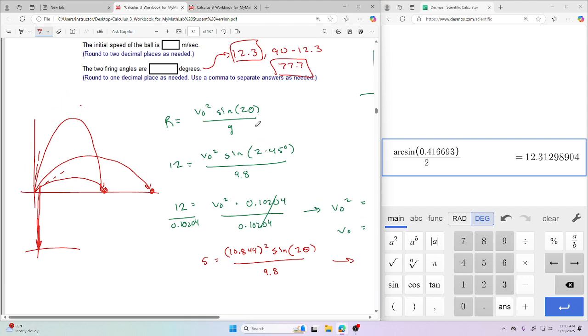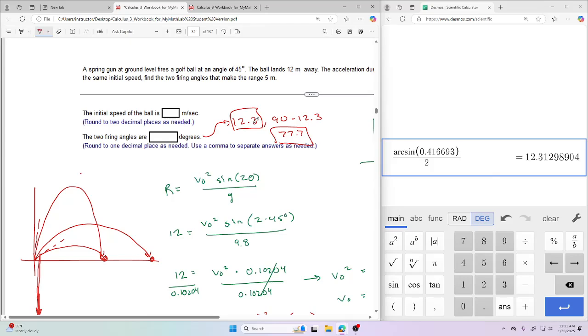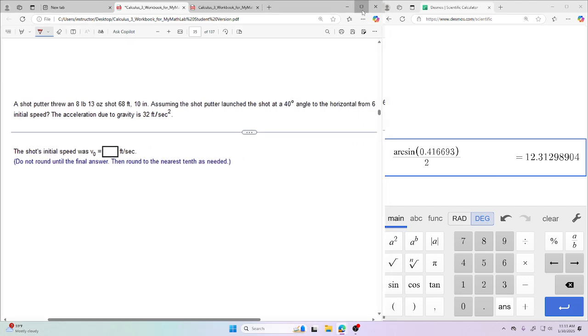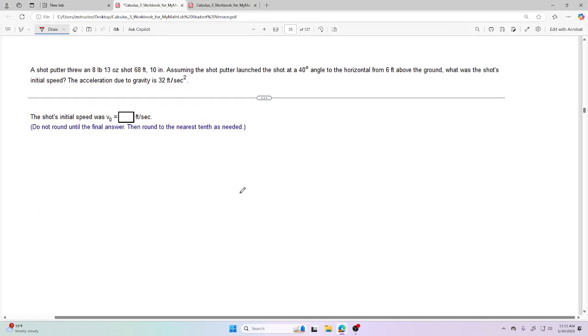All right. Any questions? Okay. Cool. Another one. This is the last one finally. Lots and lots of projectile, which is important. I mean, it's a good thing.